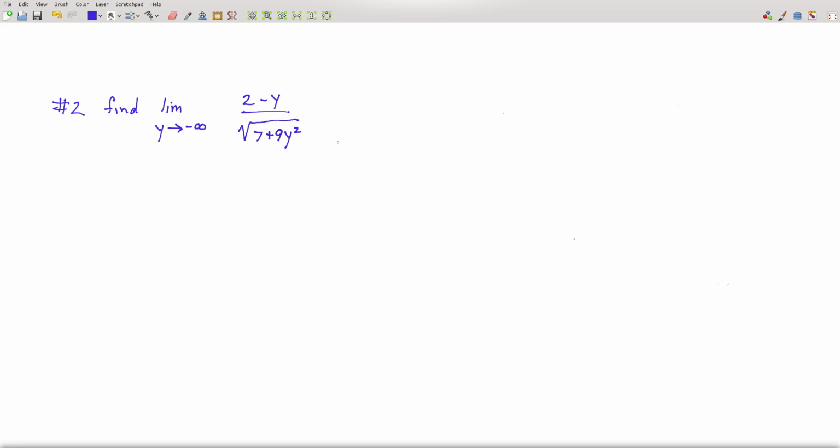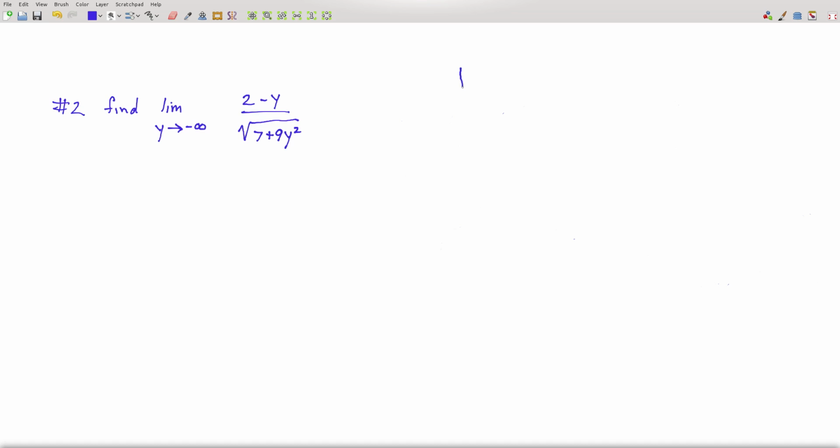Okay, we're looking here at number 2 from the test. Number 2 asks us to find a limit. It's the limit as y approaches negative infinity of (2 minus y) over the square root of (7 plus 9y squared). This radical in the denominator does pose us a bit of a challenge. We're going to have to do something with that. I'll show you what that is in just a second.